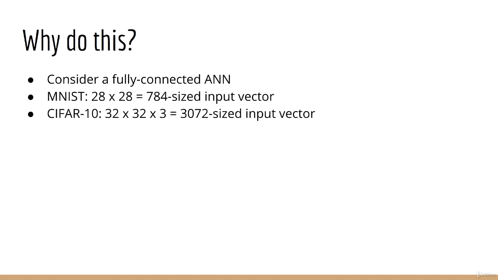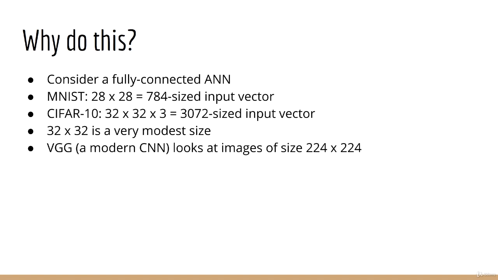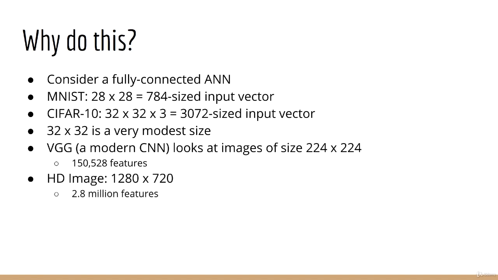That's quite a large increase from 784. And keep in mind, a 32 by 32 image is quite modest in size, to say the least. Modern CNNs, such as VGG, look at images of size 224 by 224. If you used a full weight matrix, then you would have 150,528 features. Suppose you're looking at an image with modern HD resolution. That's 1280 by 720. In this case, you would have about 2.8 million features. As you can imagine, this is much too large for a neural network.